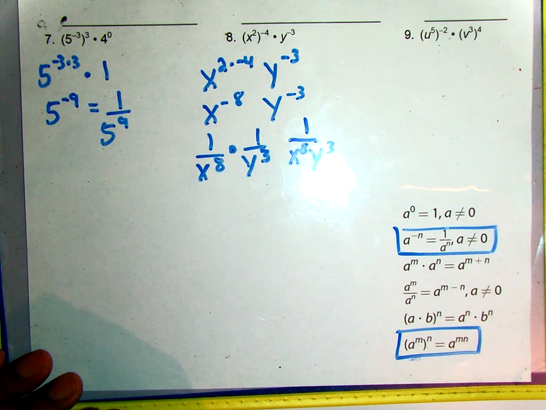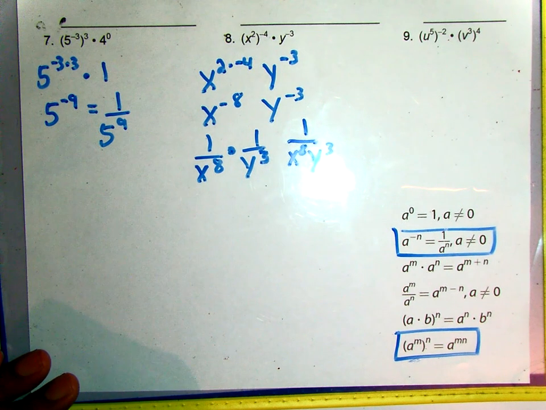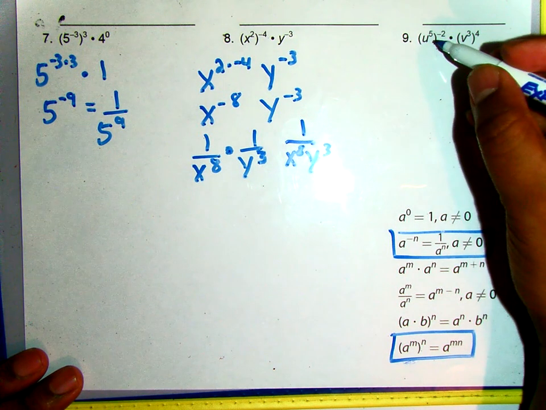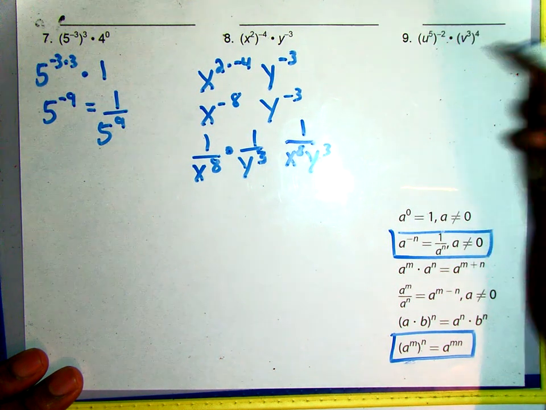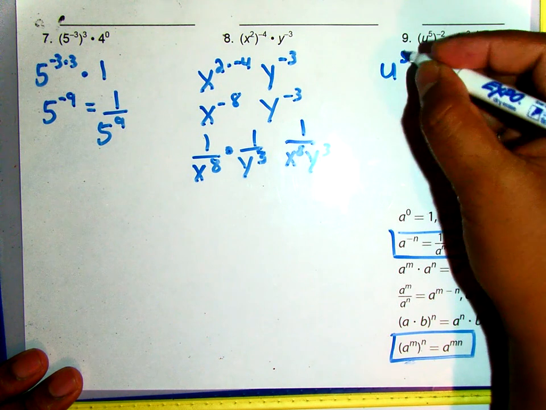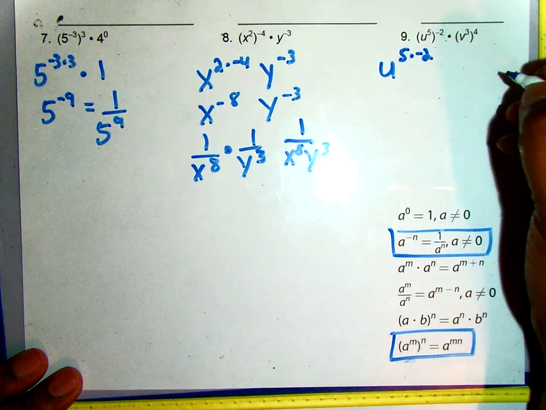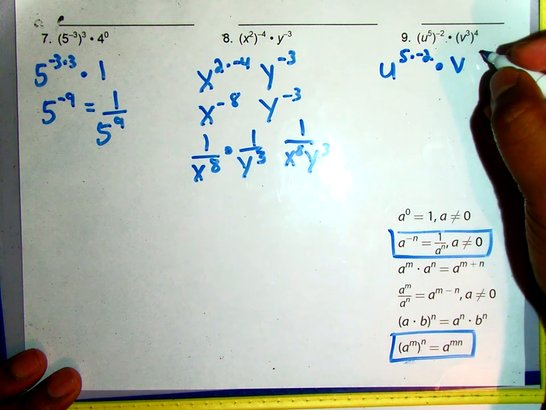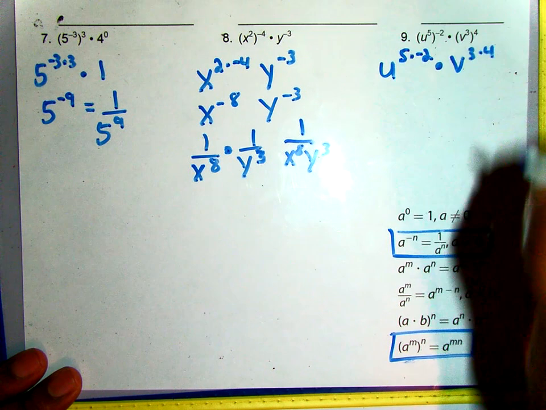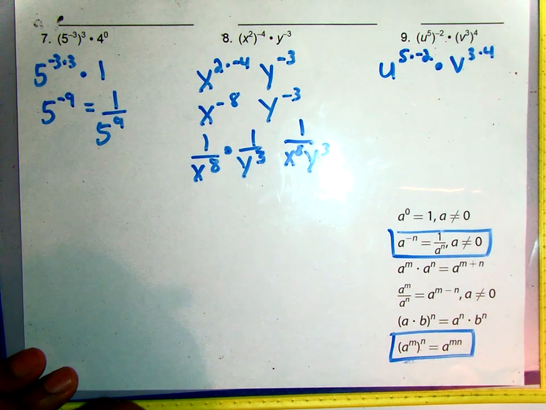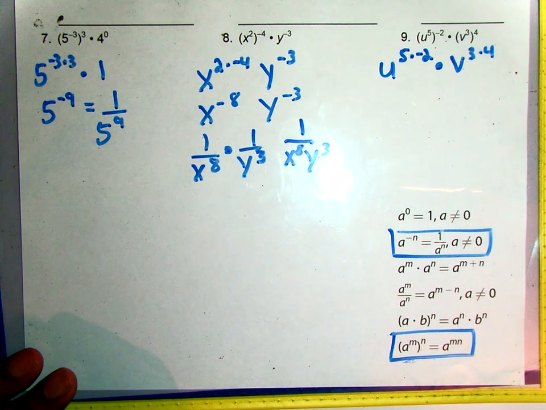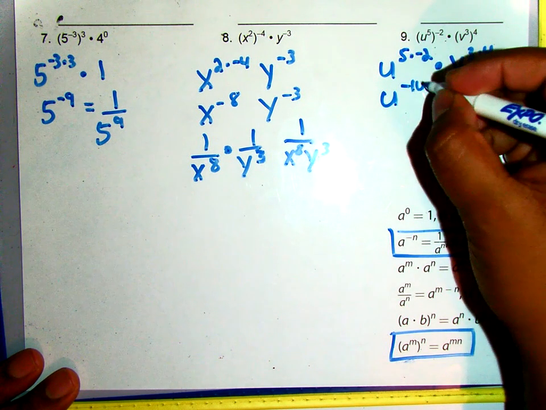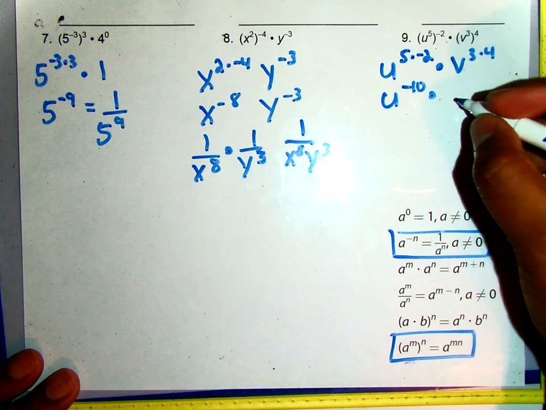Okay, let's take a look at our final problem. Okay, so we got u to the 5th times -2 here. So that's going to be u 5 times -2. And here we'll have v to the 3rd times the 4. And that's this rule down here in the bottom. Okay, and that's going to leave us with u to the -10 times v to the 12th.